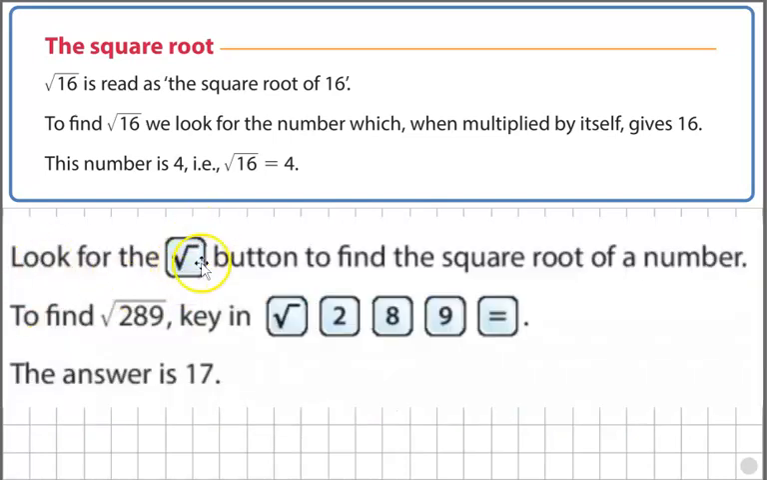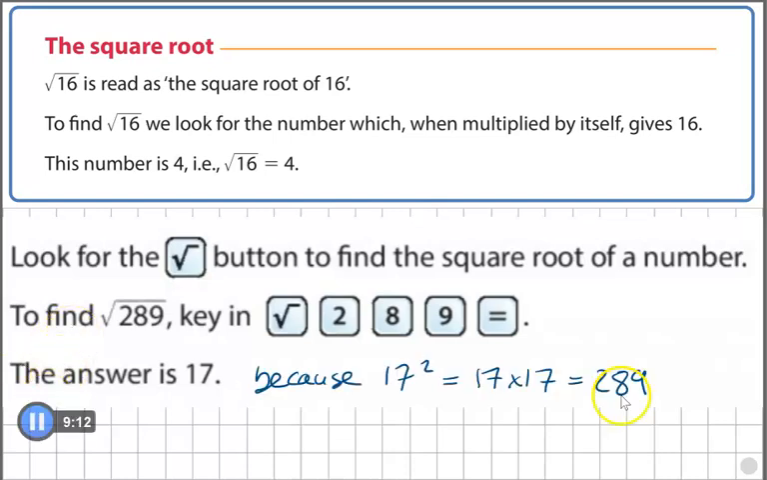So look for the square root button to find the square root of a number on your calculator. So for example, if you key in square root 289, you key in the square root button, then 2, then 8, then 9, and then equals, and you should get an answer of 17. And this is because 17 times 17, or 17 squared, is 289.